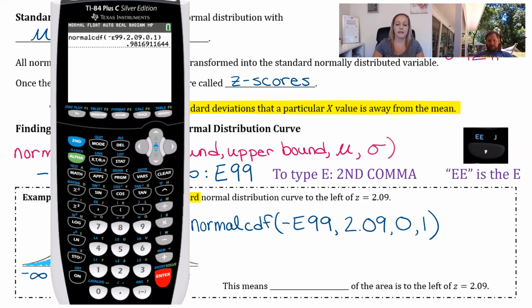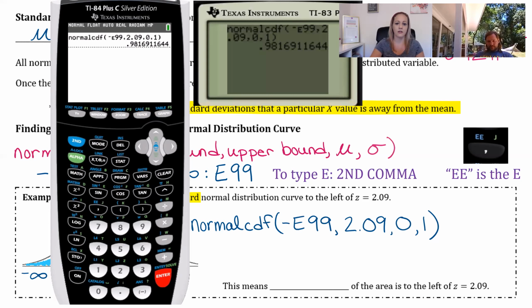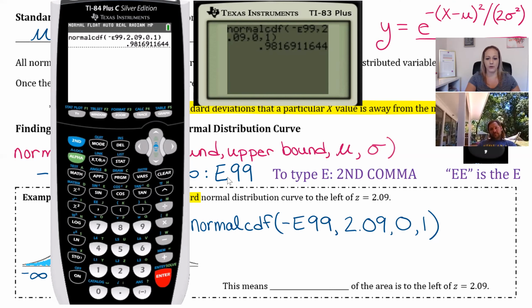Now, if you're working with an 83, once you go to normal CDF, it's going to put it up on your front screen, and then you're going to have to type in those 4 inputs, and you have to make sure you do them in the correct order.